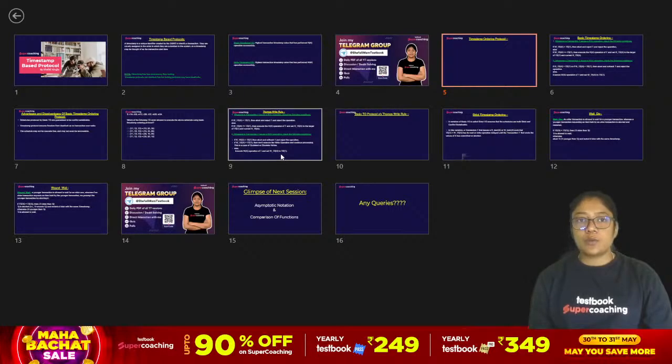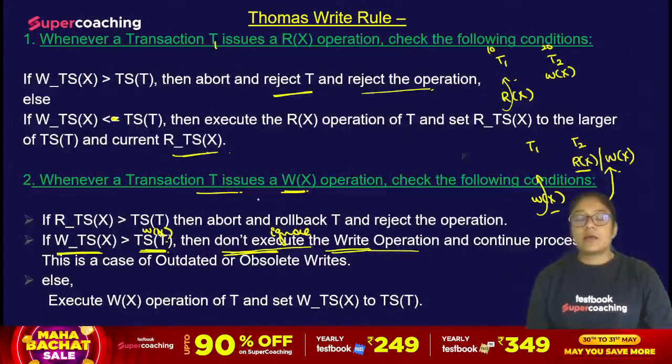Anyone having any doubt till this point? So obviously basic write rule, Thomas write rule and basic timestamp ordering protocol, none of these is free from deadlock. Moreover, it does not ensure recoverability. It ensures serializability. So Thomas write rule is equivalent to view serializable, whereas basic timestamp ordering protocol is equivalent to conflict serializable schedule. Because in view serializable or in Thomas write rule, more number of transactions are going to execute. Here we have not rolled back T1. Okay.